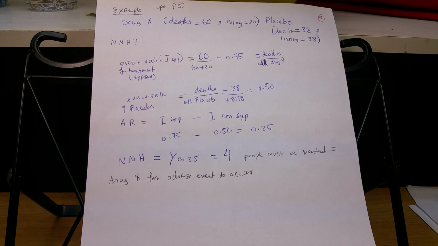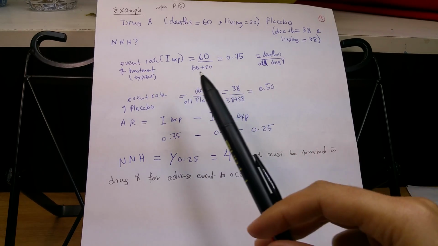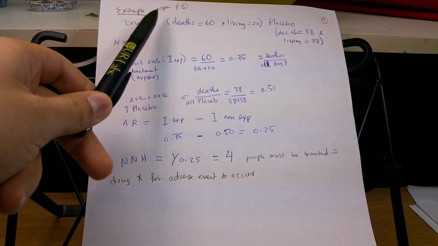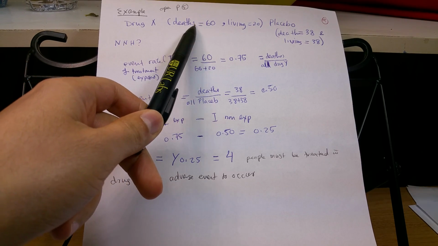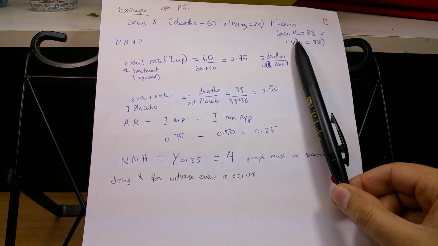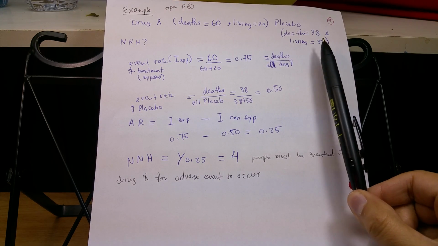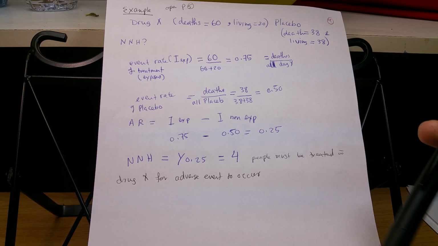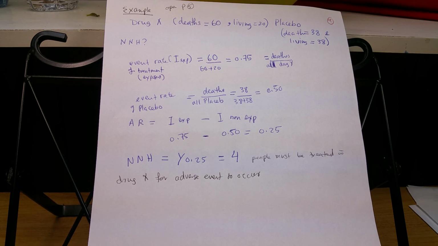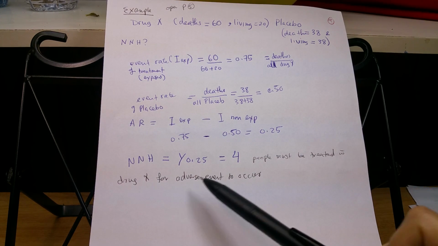Let's see this example. We talked about the number needed to treat and the number needed to harm. If you have a drug X, when we give drug X, there are certain side effects, which are the deaths in this example. 60 people died and only 20 are living. We give the placebo, 38 people died and 38 lived. So they're asking for the number needed to harm, so the number of people that are treated with the drug for an adverse event to occur, or to die in here.